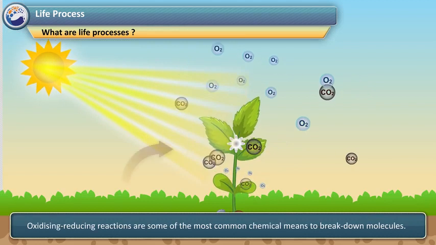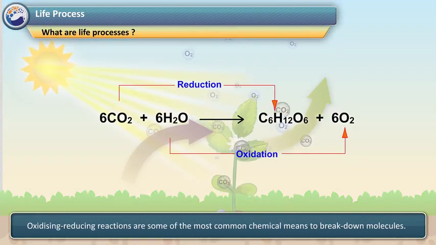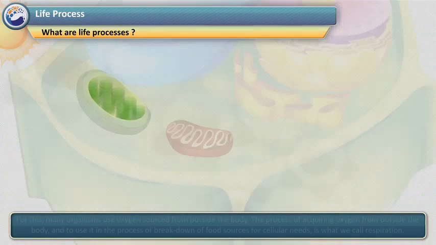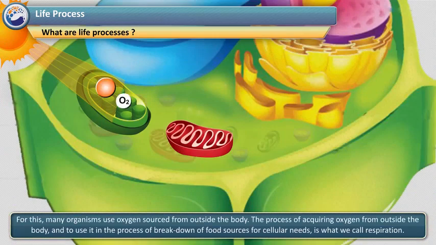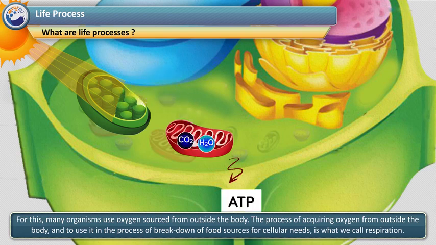Oxidizing, reducing reactions are some of the most common chemical means to break down molecules. For this, many organisms use oxygen sourced from outside the body. The process of acquiring oxygen from outside the body and to use it in the process of breakdown of food sources for cellular needs is what we call respiration.